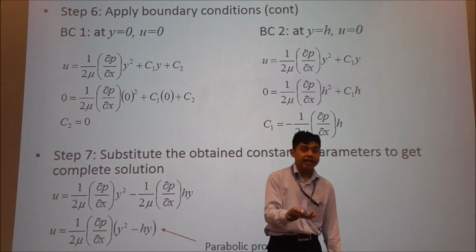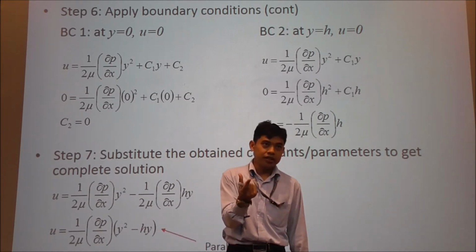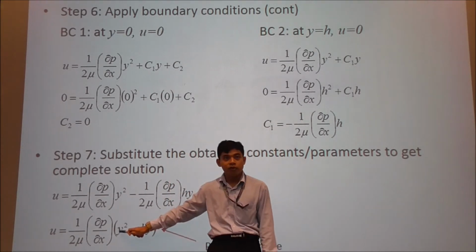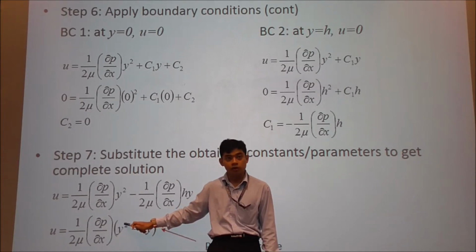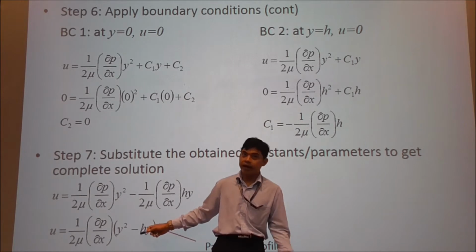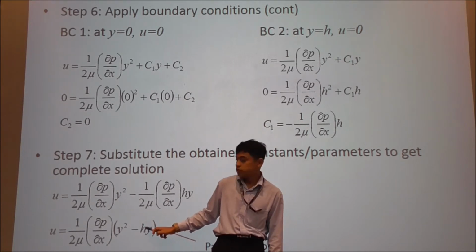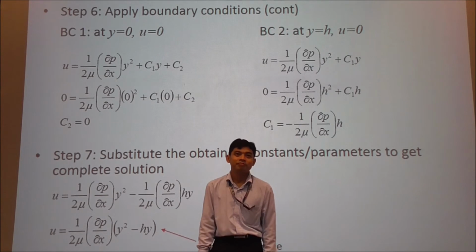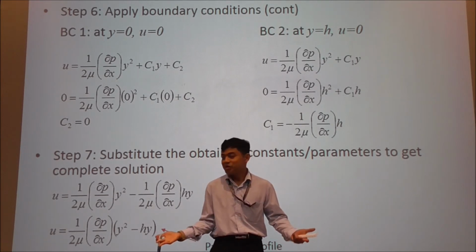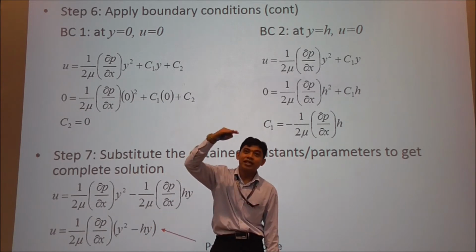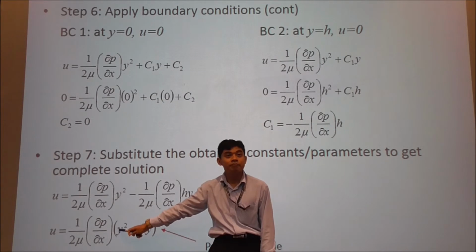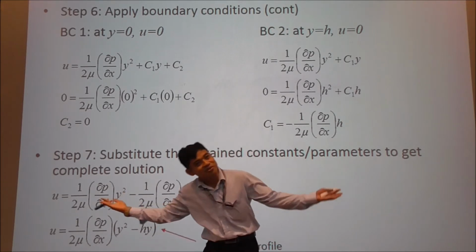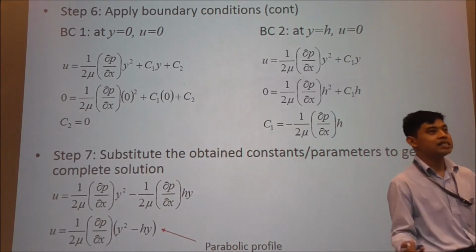Is it correct? Let's check. At the boundary condition, at y equal to 0, u will be 0. Is it correct? Y equal to 0, 0 squared, 0. H is any h, right? Times 0. So this one, 0 minus 0, 0 times this one whatsoever, it becomes 0. Okay, that one is easy because it is 0. Now what happens when you are talking about the top plate surface? This one becomes h squared. This one becomes h squared minus h squared? Zero. Zero times zero, zero. Okay, now you have a correct answer.